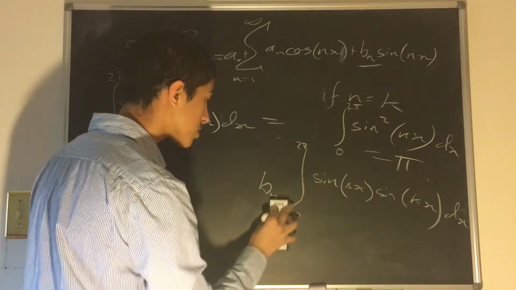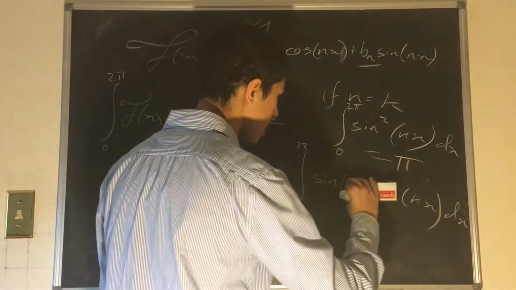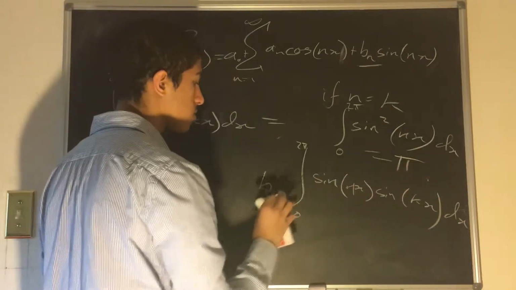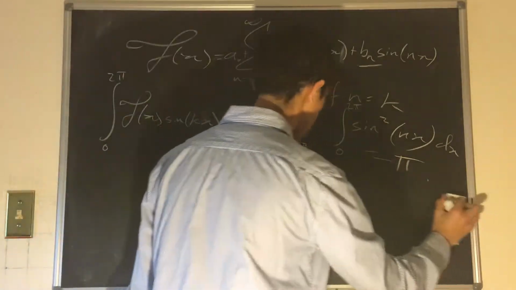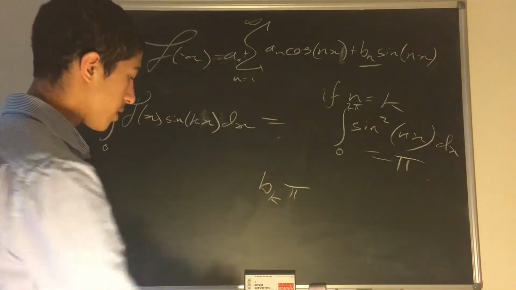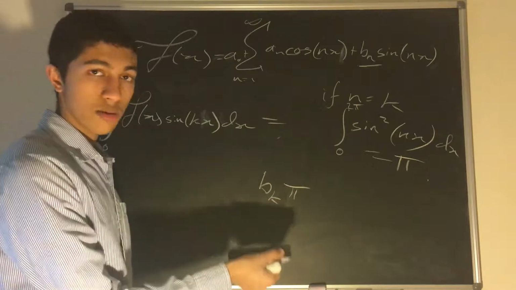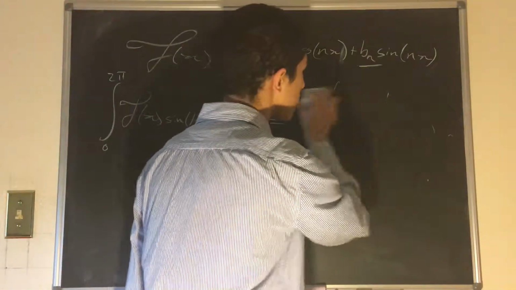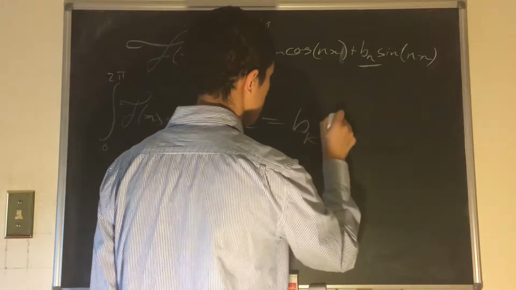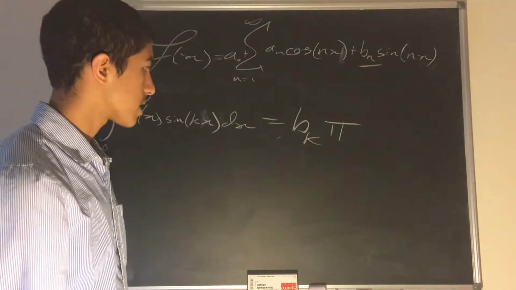So then we have b sub n, so b sub k, because that's only non-zero, and sine of kx sine of nx, but this entire integral evaluates to pi, so then we have b sub k times pi. So we've cancelled out the first term and the second term, and then we evaluated the third term, and it came to b sub k times pi. So now we have the integral from 0 to 2 pi of f of x times sine of kx dx is equal to b sub k times pi.